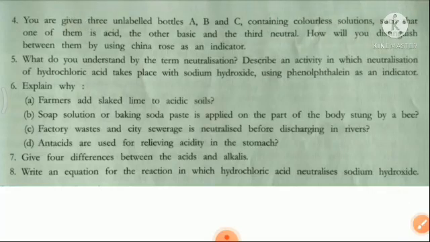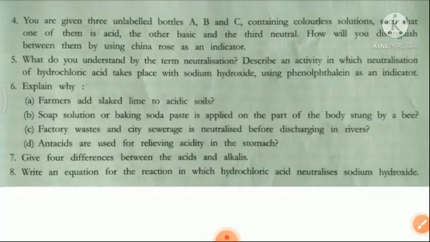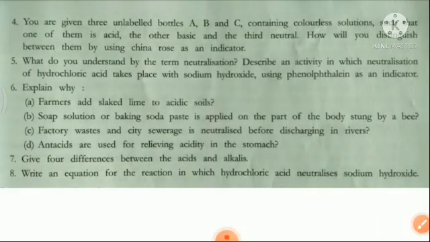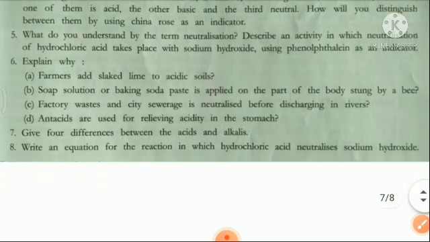Soap solution or baking soda paste is applied on the part of the body stung by a bee. This is because the sting of a bee contains formic acid, and soap or baking soda are bases. So when bases are applied on the part of the body where the bee stings, they will neutralize the formic acid, and our pain will be relieved. Factory waste and city sewage are neutralized before discharging into rivers. This is because this waste generally contains a large amount of acids.